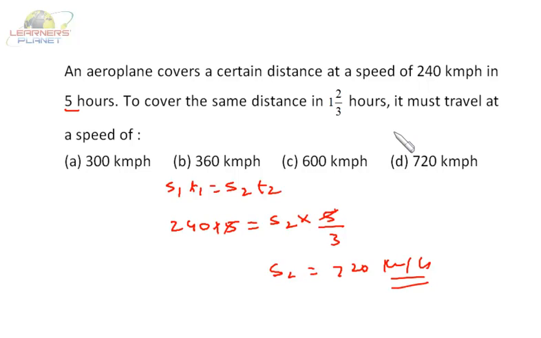And friends, you can do this problem even mentally. Since this aeroplane is covering this particular distance in 5 hours with the speed of 240, that means if it has to cover that distance in 5 by 3 hours, that means if the timing is done 1/3, the speed should be done 3 times. Okay, so it should be 240 into 3, that is 720. So anyways, you can do this problem.